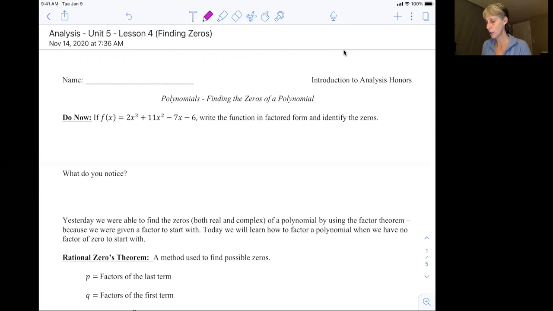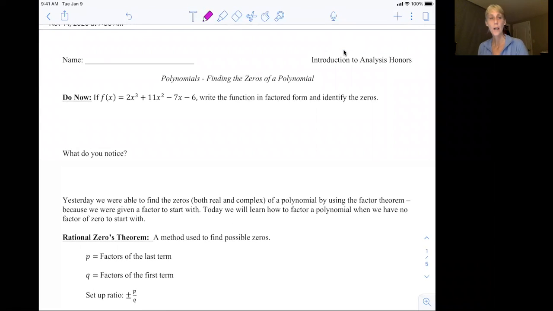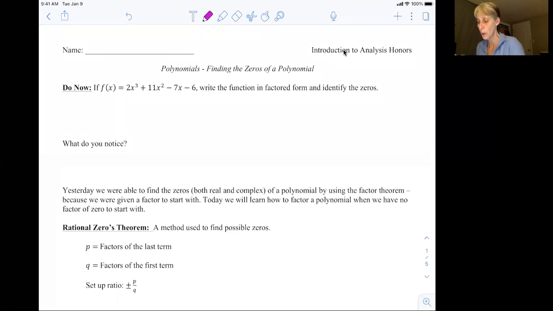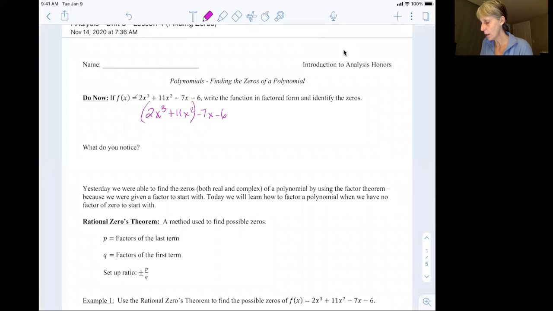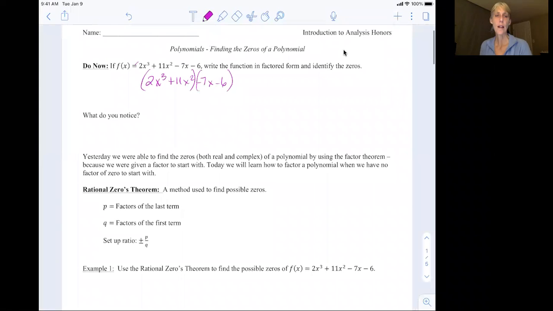If we take a look at our do now, if f of x equals 2x cubed plus 11x squared minus 7x minus 6, and you're asked to write the function in factored form and identify the zeros, we'd begin by looking at this problem, and you always start by taking a look and seeing what you have. So I have 4 terms, so I would most likely try to use factor by grouping. And when I look at factor by grouping, I notice as I look along these terms, I have no GCFs. So I'm kind of at a loss.